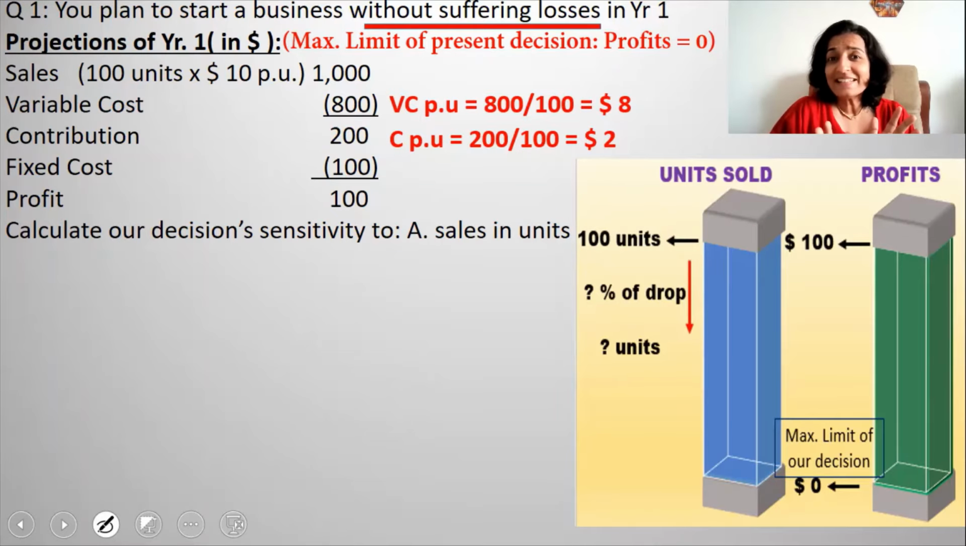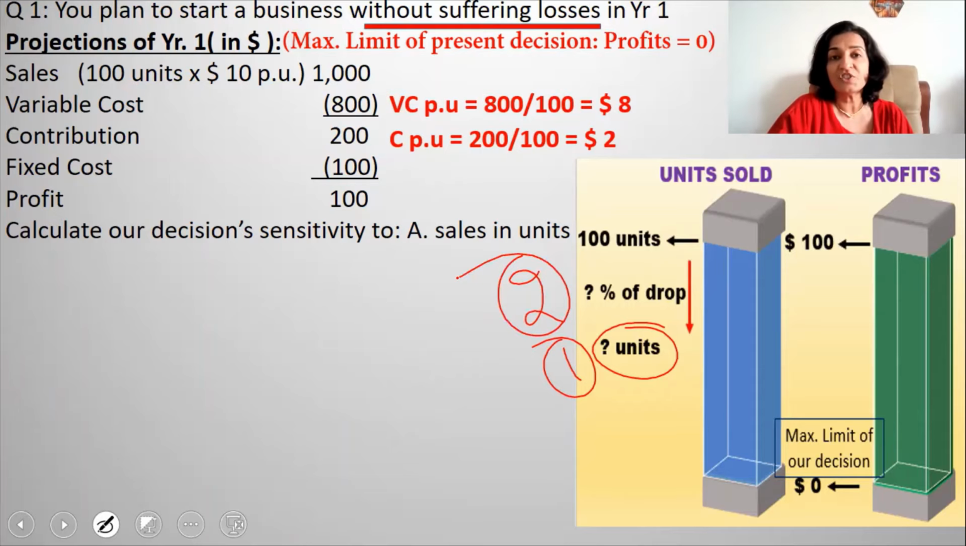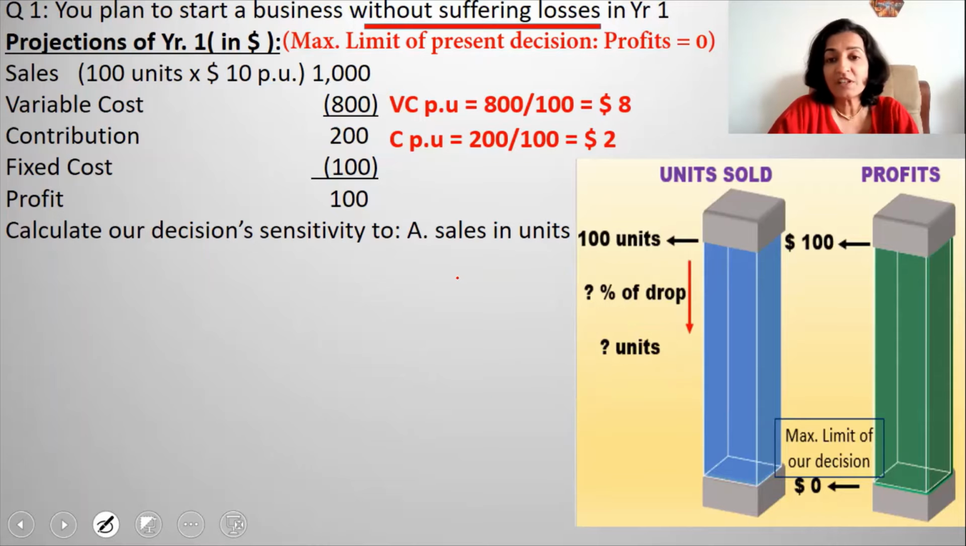Now, what do we mean by sensitivity to sales in units? What is the maximum percentage of drop in sales in units that is acceptable to us? So in order to find out the percentage of drop, we will have to find out the number of units up to which sales can fall. And only then we can find out the percentage of change. So that's the second step. So first we will tackle this. We will try to find out what is the number of units that we have to sell when profit is equal to 0. So that is step 1.